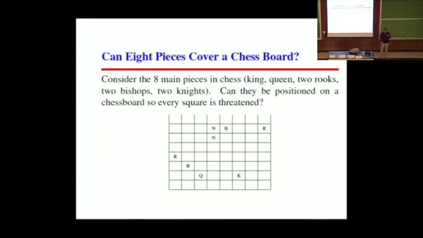In this configuration of chess pieces, 63 out of 64 squares on the board are being threatened by some piece. If I look at this square, which piece is threatening this one? The 2 rooks are threatening. If I look over here, what's threatening this one? The queen. If I look over here, what's threatening this one? The knight. Does everybody see that?